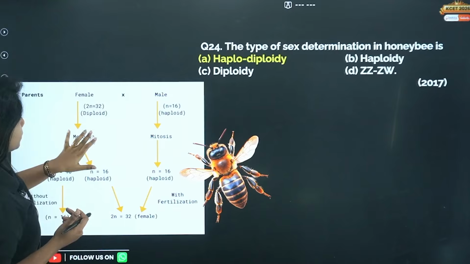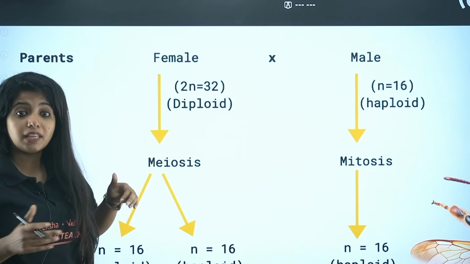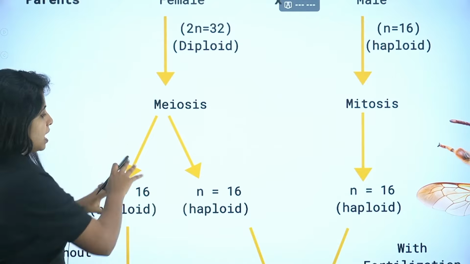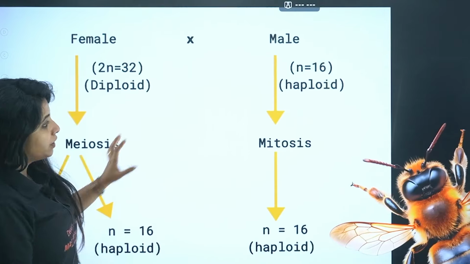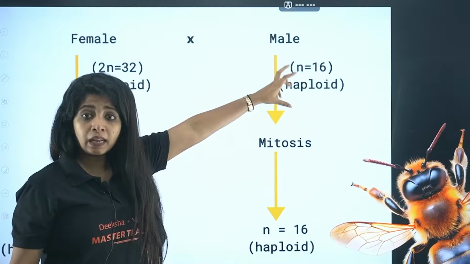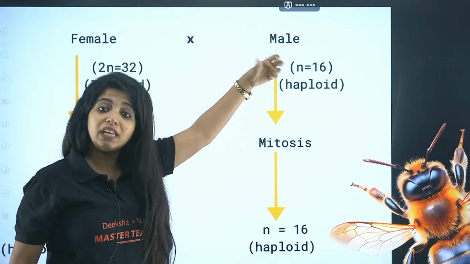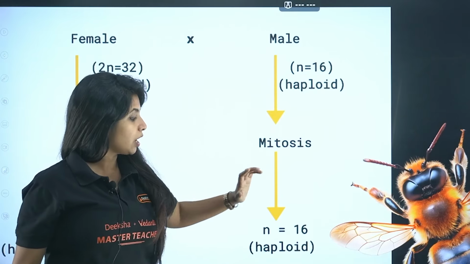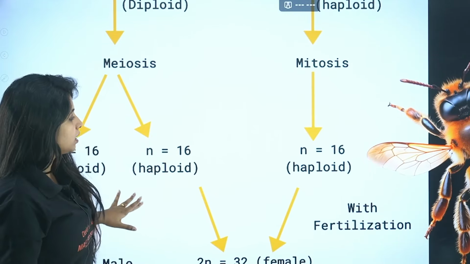Listen to me carefully. In the case of females, they are diploid. If they have to form gametes, they will be undergoing meiosis. Half the number of chromosomes will be there, 16 over here, right? Now if it is a male, they are not going to undergo meiosis because they are already haploid. They only have 16 chromosomes. So they just undergo mitosis to increase the number of cells. So over here 16 chromosomes are there in the gamete.